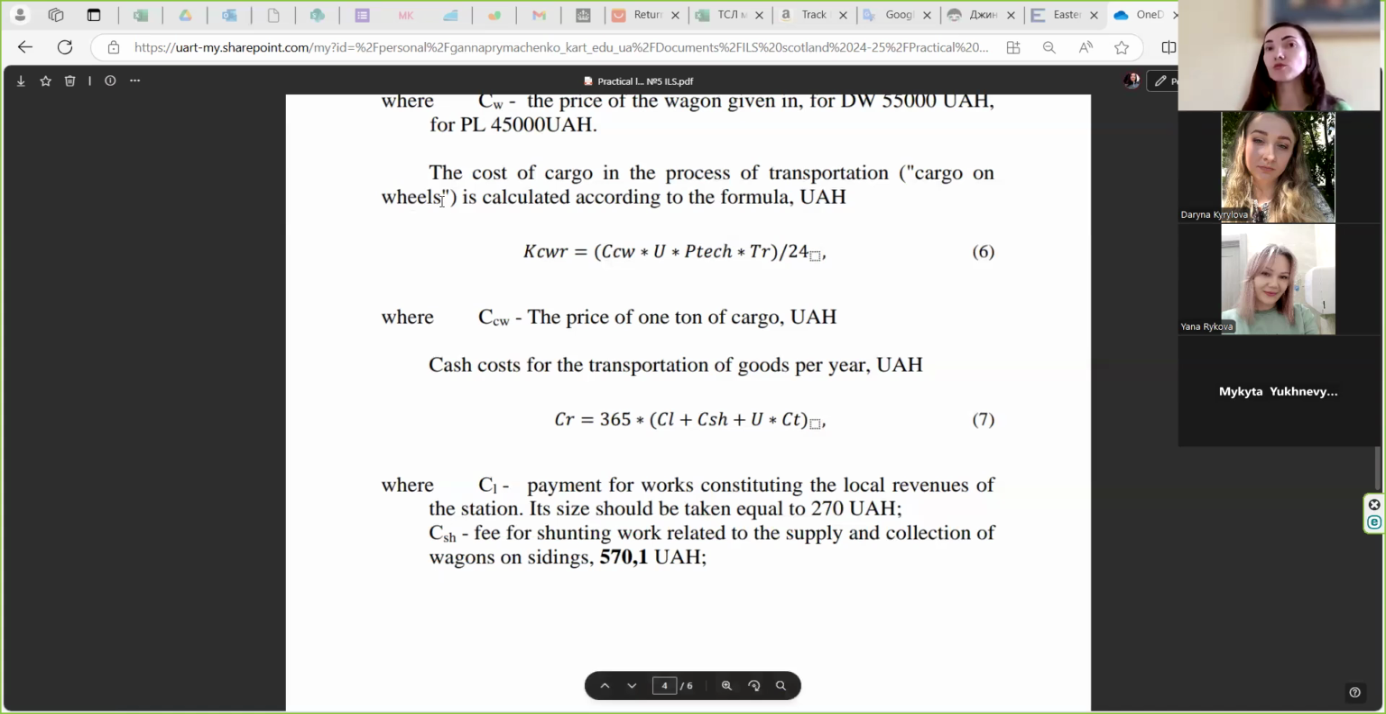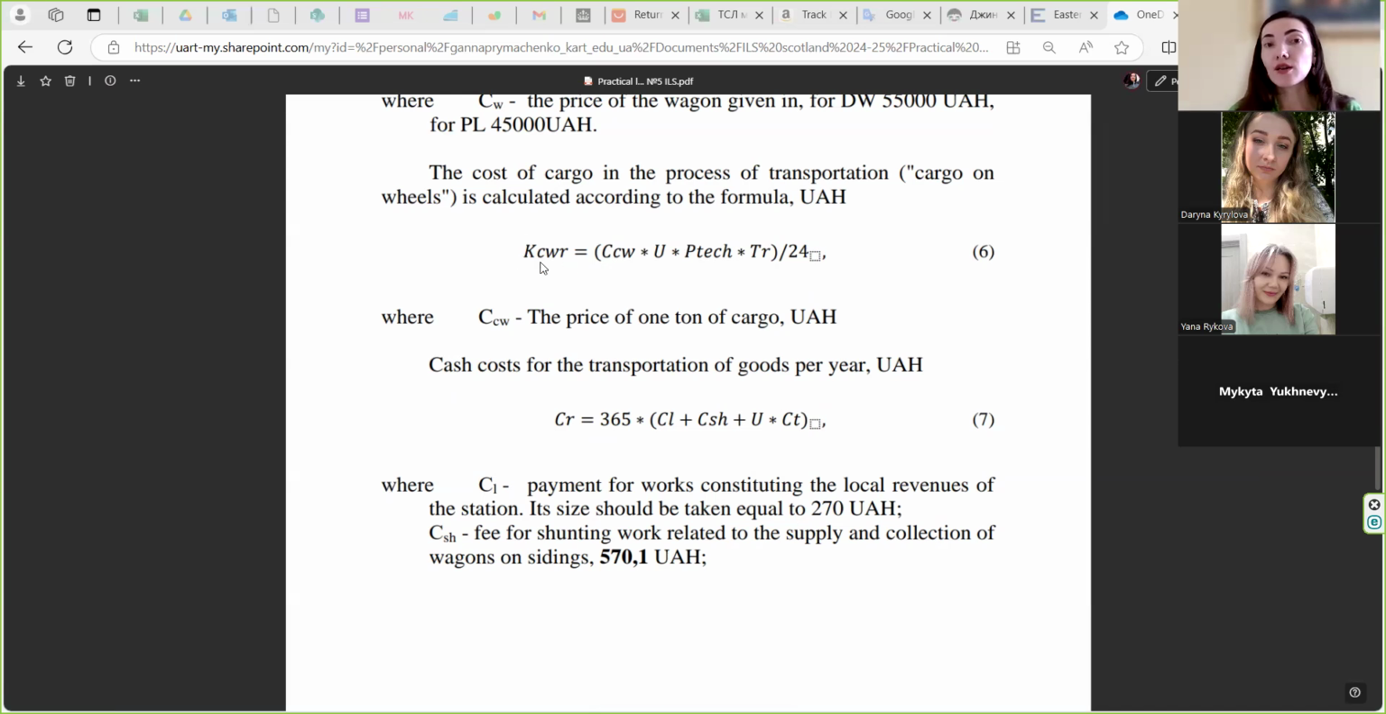Also in the literature, we use such parameters as cargo on wheels because we hold the cargo during this period of transportation in wagons, in cars, for example, and other transport vehicles. So we need to use such parameters also. How do we calculate it?